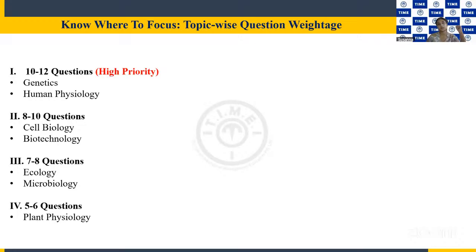Next is knowing where to focus: topic-wise question weightage. Now we have learned what the syllabus is. We have a vast syllabus, with topics coming under botany, zoology, and general topics from class 11 and 12. So we need to understand which chapters we need to give priority.